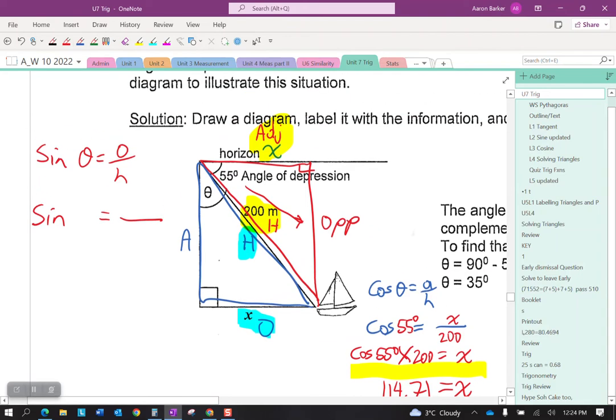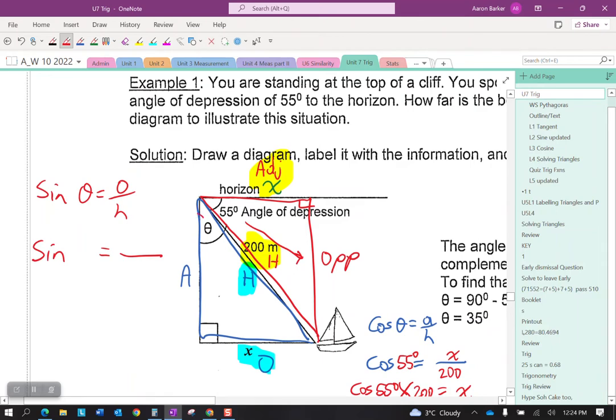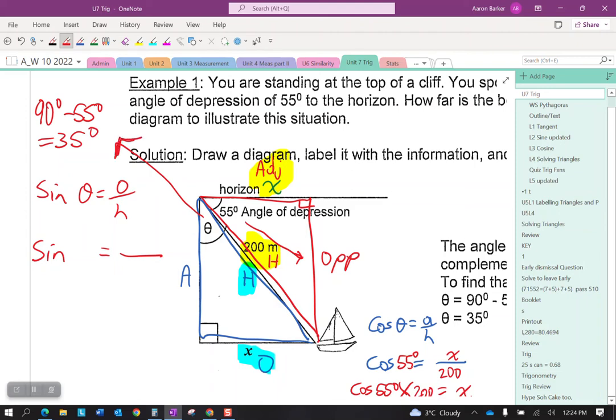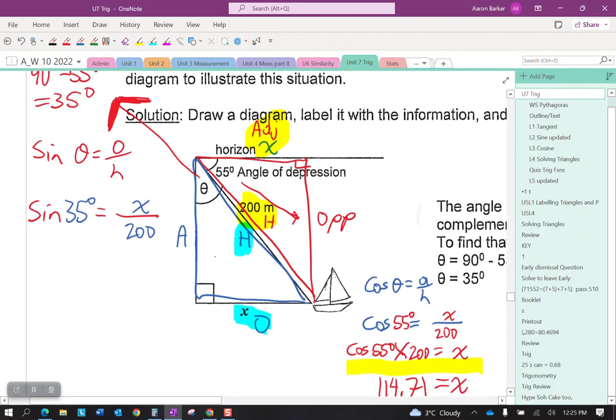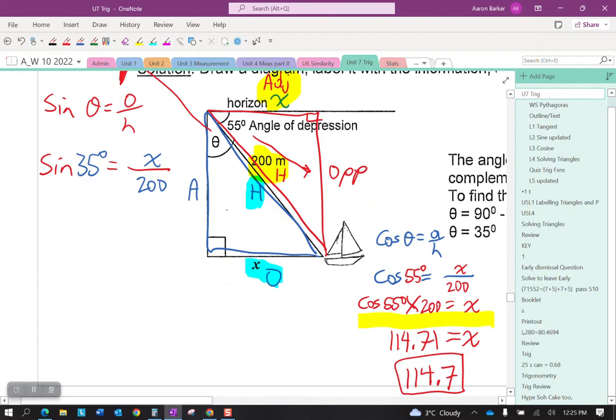So theta and 55 add up to 90 degrees. So to find theta, you would take 90 degrees minus 55 degrees. That equals 35 degrees. Okay, so theta equals 35 degrees. So then you substitute that in. Sine 35 degrees equals the opposite side, x over h, which is 200. Okay. So we have a different ratio and a different angle. Go ahead, do the opposite of divide by 200, bring it up and multiply by 200.